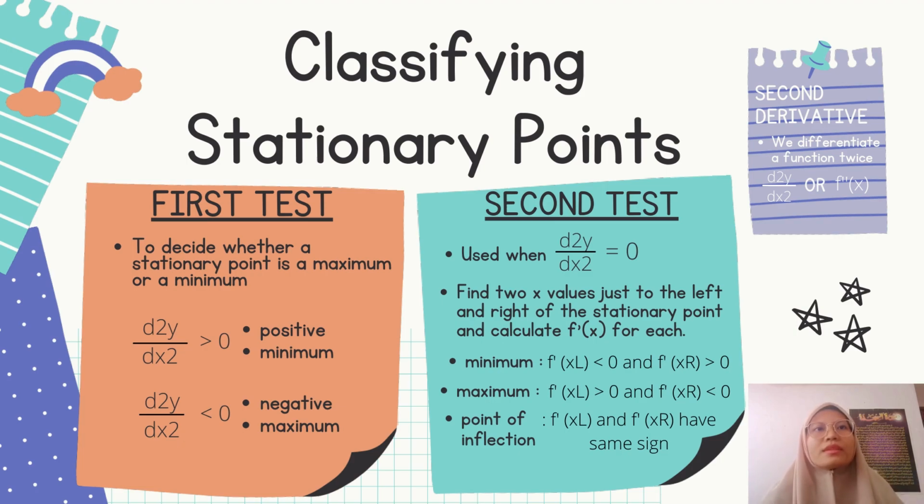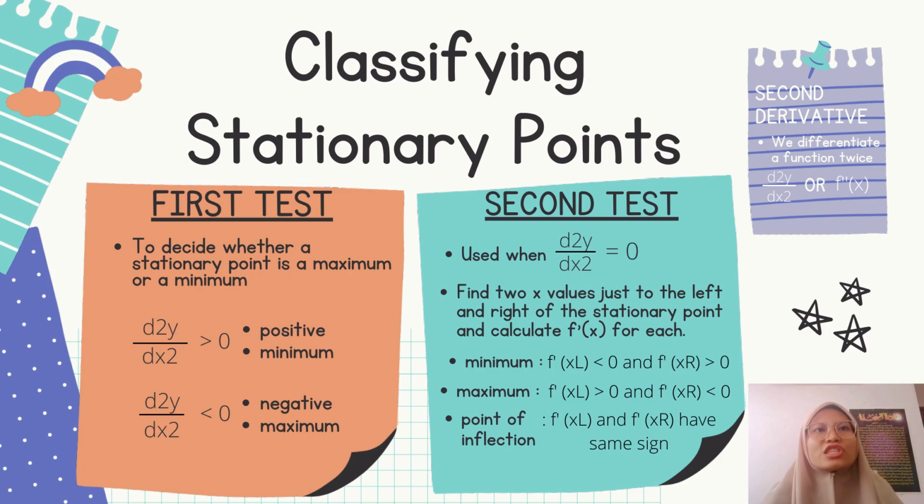Basically, the first test is used to decide whether a stationary point is at a maximum or minimum. If d squared y over dx squared is bigger than 0, we have a minimum point, which means the graph is at positive area and the stationary point is concave up. But if d squared y over dx squared is smaller than 0, we have a maximum point, which means the graph is at negative area and the stationary point is concave down.